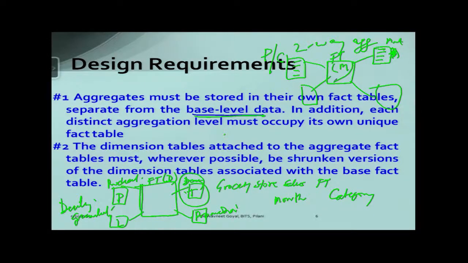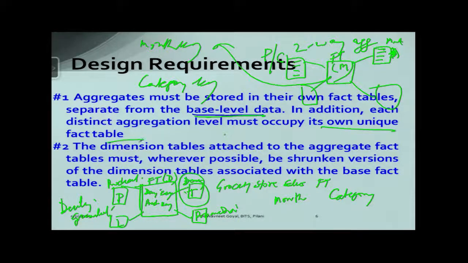The keys in this fact table would be day key and product key. I'm only using those which are used in the aggregate, and in this it would be month key and category key. The product dimension would change, and also the time dimension would change. So everything changes. This is how I store my aggregates. Every aggregate is stored in its separate fact table. This is what is explained in point number 1: every aggregate has its unique fact table and, of course, associated dimension tables.